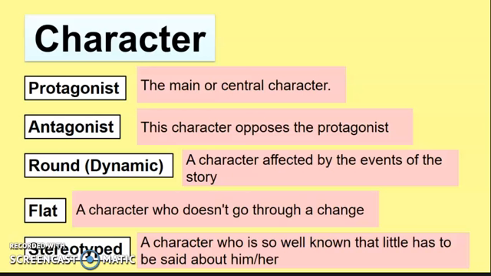A flat character is a character who doesn't go through a change. These characters are usually one-dimensional. And lastly, we have the stereotype characters, characters who are so well known that little has to be said about them. These characters are immediately recognizable because of the role they play. For example, the strong silent gunfighter, the nerd, the beautiful international spy, the mad scientist. Notice that there are some stereotypes among those characters, and that is why little is said about them.